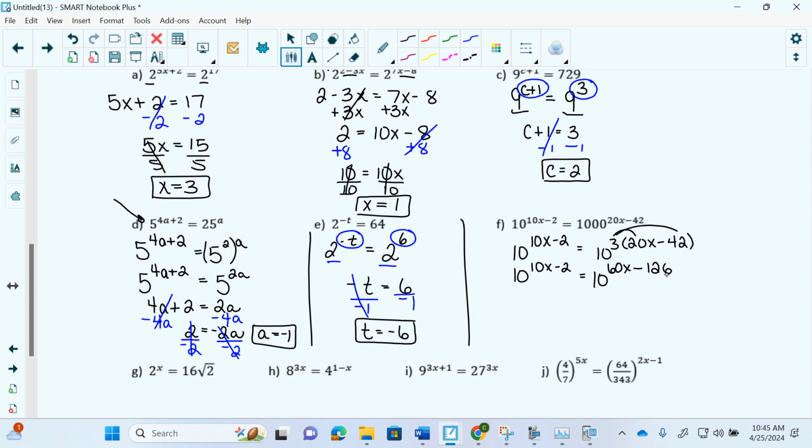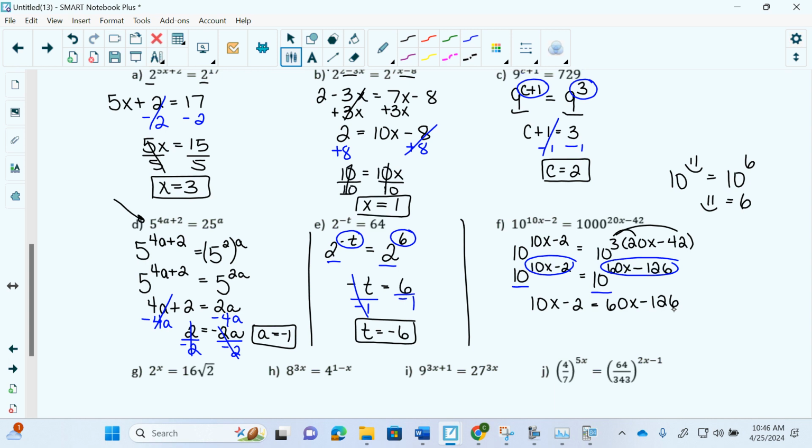Okay. If this is base 10 and this is base 10, then I can say that this must equal this. Remember we did it yesterday? If I had 10 to the smiley face equals 10 to the 6, you would tell me, oh, smiley face has to equal 6 then. Correct? So it's the same thing. If your bases are the same, then your exponents must be equal. So now I have 10x minus 2 equals 60x minus 126. Once again, the conundrum of x's. Pick one, move it. Correct?